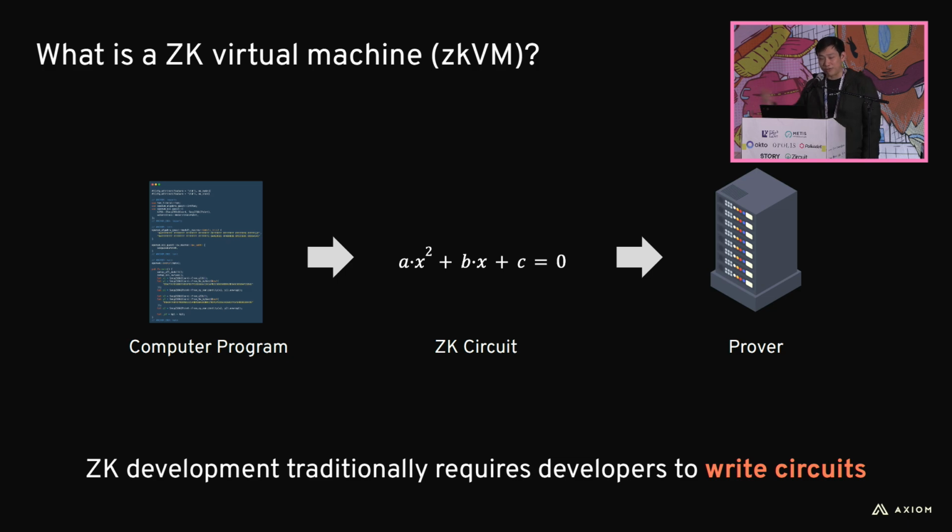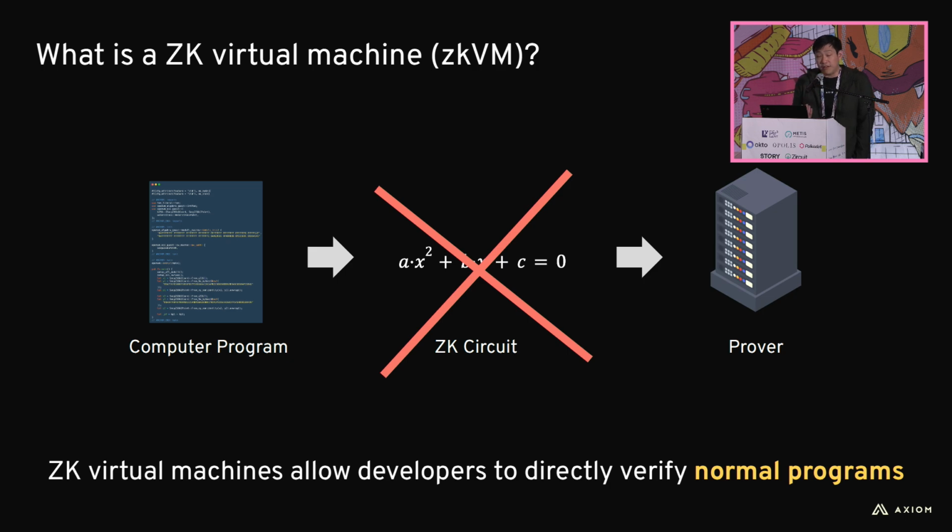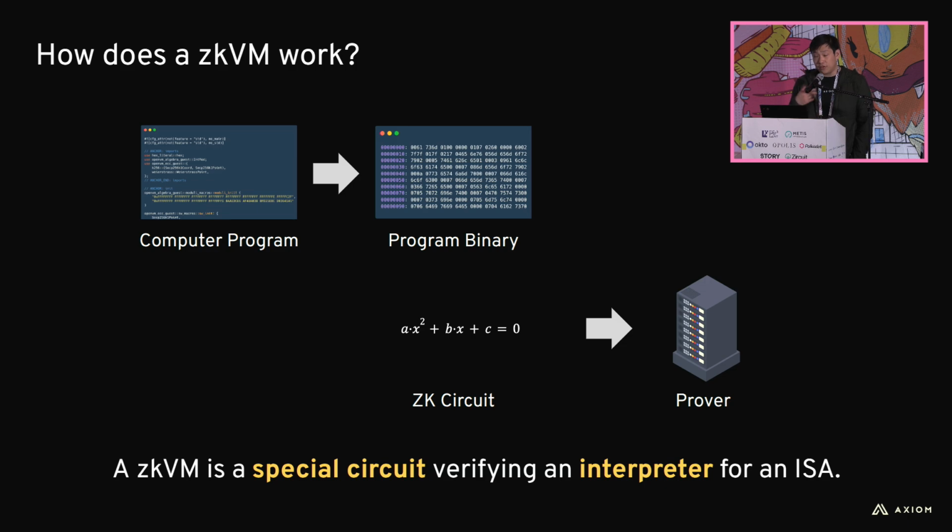Here I tried to show it with a quadratic polynomial, but in practice these polynomial systems are extremely complicated and very challenging for developers to actually write. So the premise of a zkVM is to allow developers to directly generate zero-knowledge proofs for programs written in normal programming languages like Rust. The way that they do that is by splitting the workload of generating a zero-knowledge proof into two pieces. First, a zkVM is a very special circuit that's hyper-optimized to verify an interpreter for a virtual machine or an ISA.